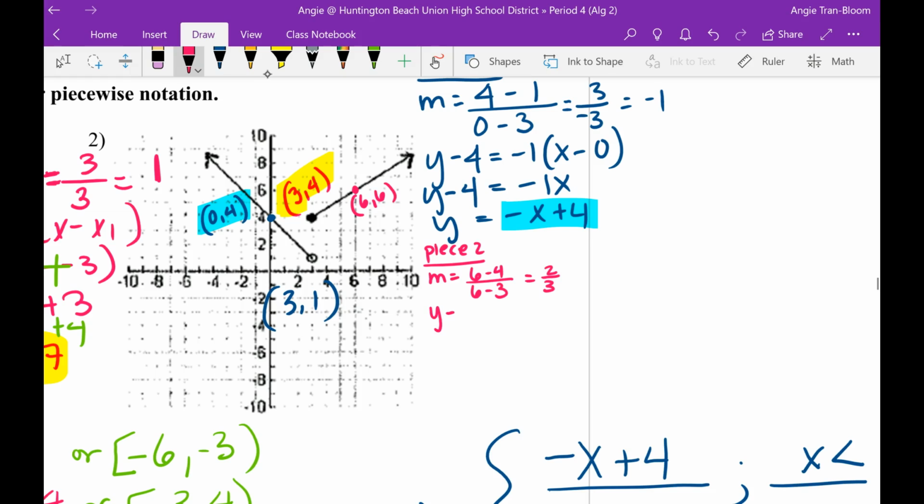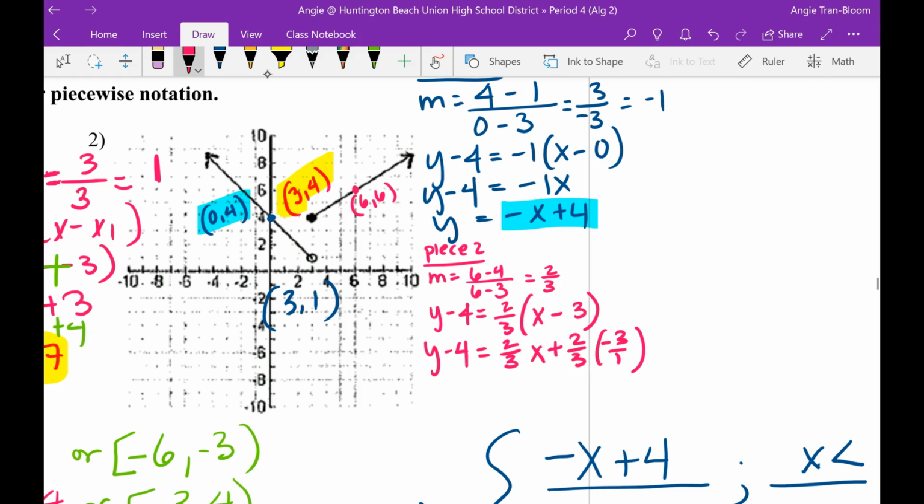Y minus 4 equals the slope, which is 2/3 times x minus 3. So y minus 4 equals 2/3 times x is 2. Now, 2/3 times negative 3 is what? Okay, I'm going to write it out. So plus 2/3 times negative 3.